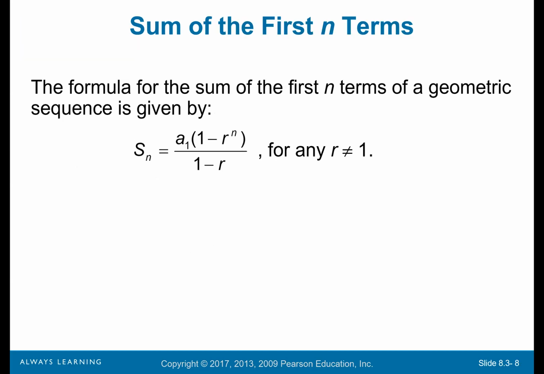S sub n is the sum of a series. To find this, we need to know the first term, we need to know R, and we need to know n, but we usually know n because they'll say find the sum of your first few terms. This will work as long as R is not 1. Of course, it wouldn't make sense to have a common ratio of 1, because multiplying by 1 doesn't change anything. So generally, we don't have an R of 1. But if R were 1, it would be undefined because we'd have 0 in the denominator.